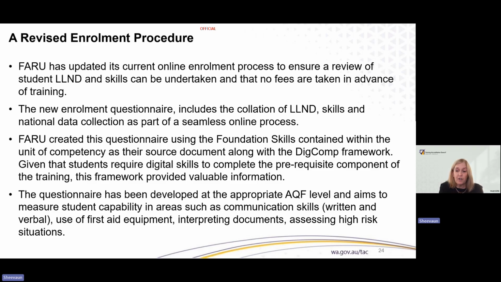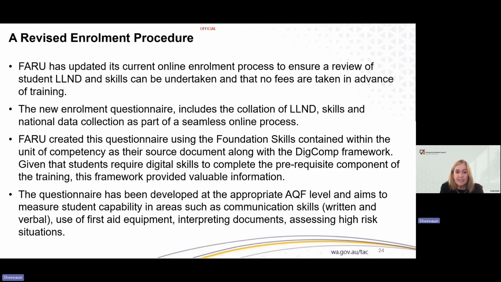Okay, so what they've gone for here is looking at a system or developing a current system that gives the student a seamless process. First Aids Are Us created the questionnaire for the LLND and skills assessment using the foundation skills contained within the unit of competence. So their source information for reviewing the skills wasn't an ACSF document, as per the previous case study, but was the foundation skills that are listed in the unit of competence, as well as the DIGCOM framework, which is the framework around digital competence I was referring to earlier.